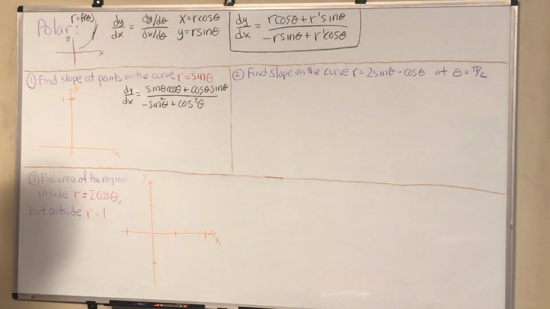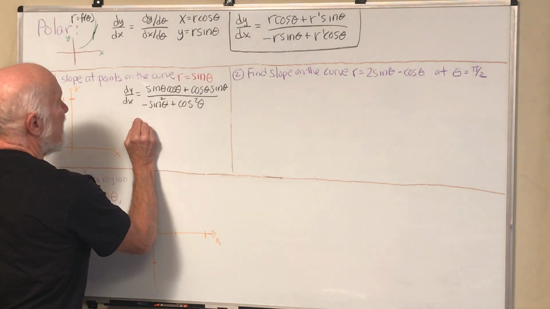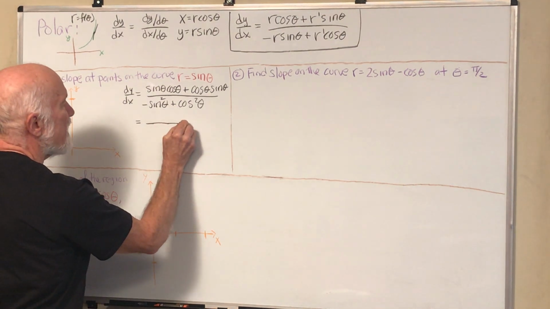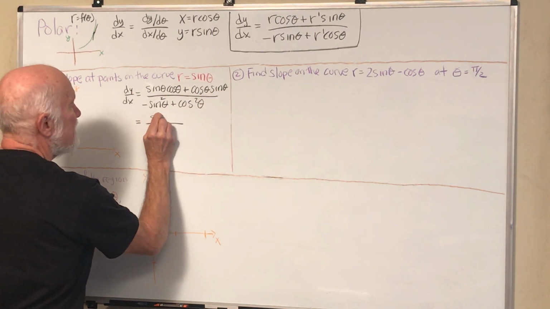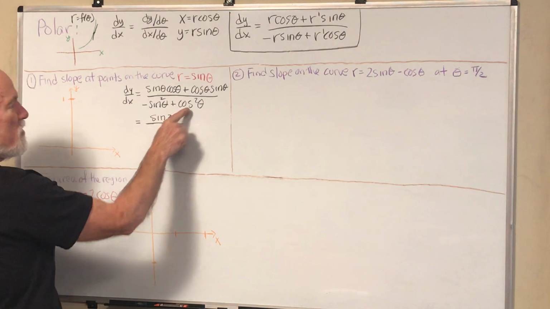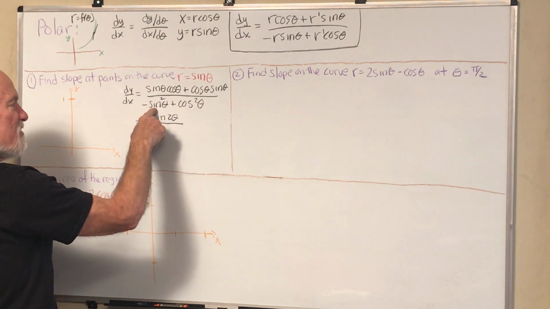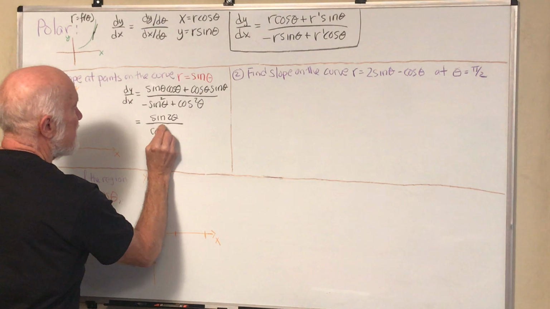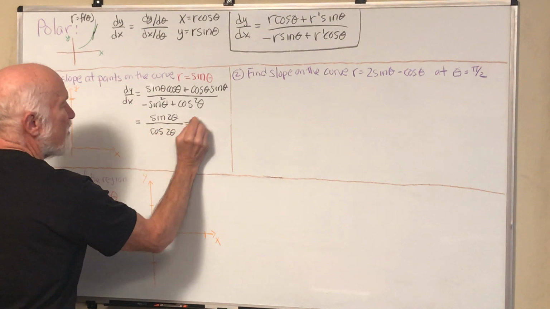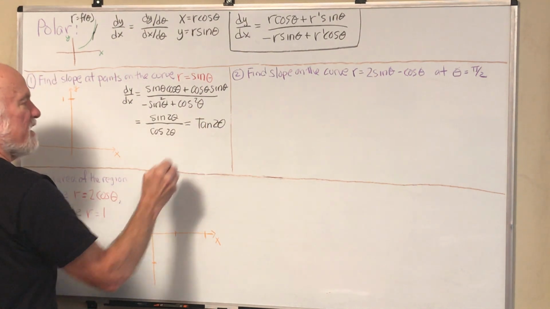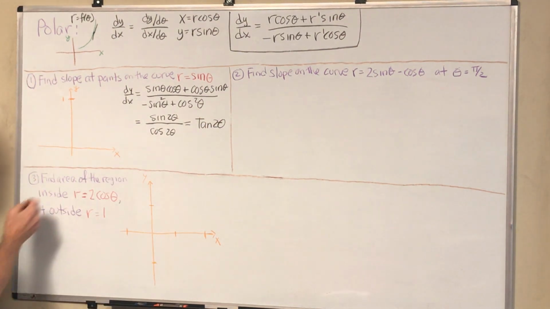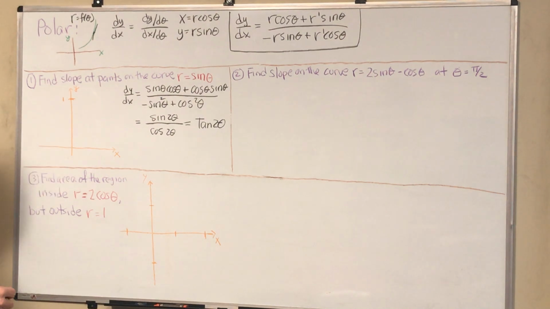So you could just go with that, but if you're going to have to do this at many values of theta, we can try to simplify. Well, if we remember our trig identities, this is 2 sine theta cosine theta, which is the sine of 2 theta, and this is cosine squared minus sine squared, which is the cosine of 2 theta. So altogether, we can reduce this to just the tangent of 2 theta. And all you have to do is plug in values, and you can get the slopes on this curve.